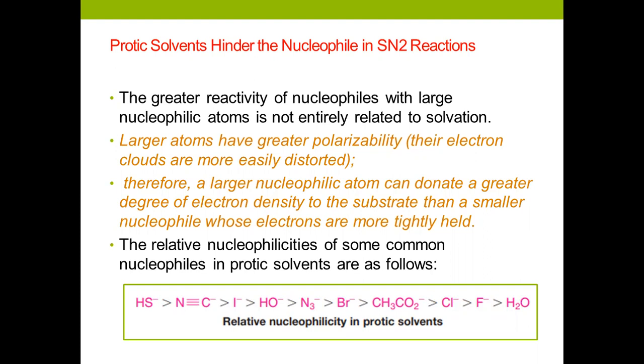So you just have to memorize this trend here. HS, CN, iodide is more nucleophilic than OH. Iodide is much larger than OH. And the N3, of course. You have to remember this one is the most nucleophilic, the HS. If you compare HS and OH, you readily know that HS will become more nucleophilic than OH by virtue of sulfur being larger than OH.